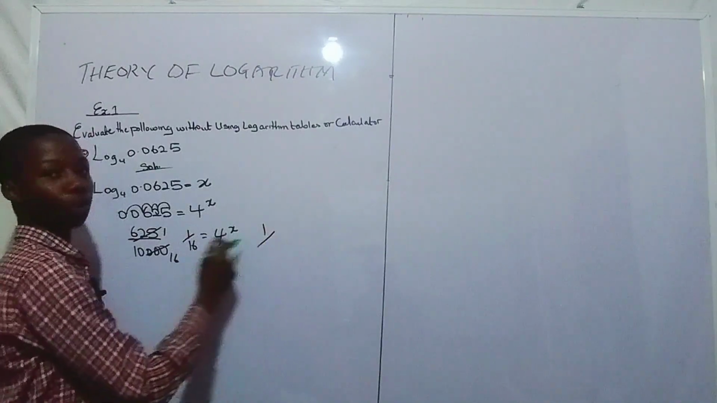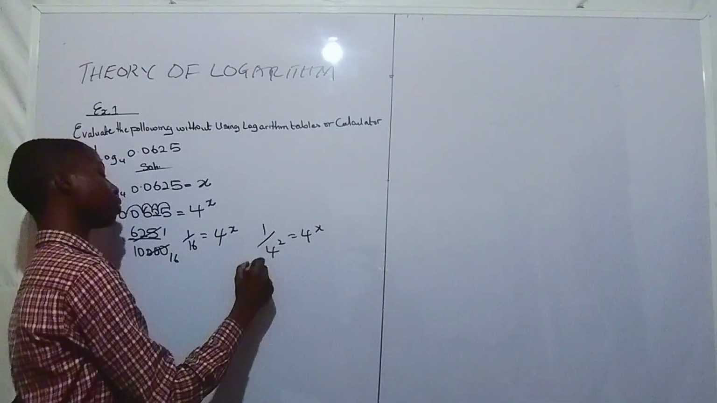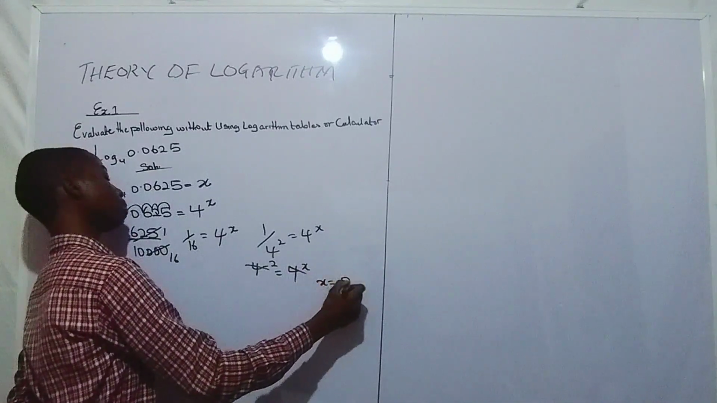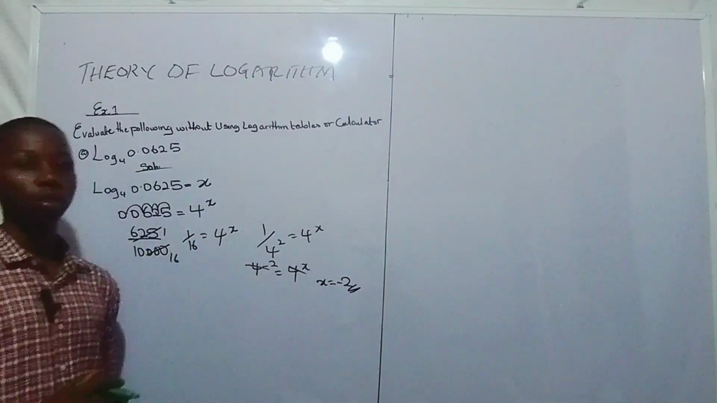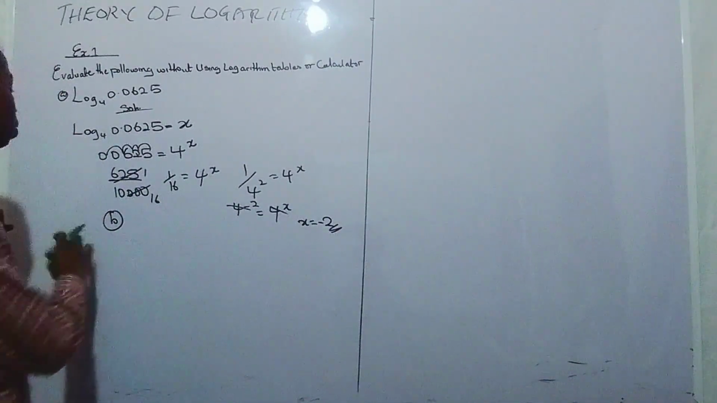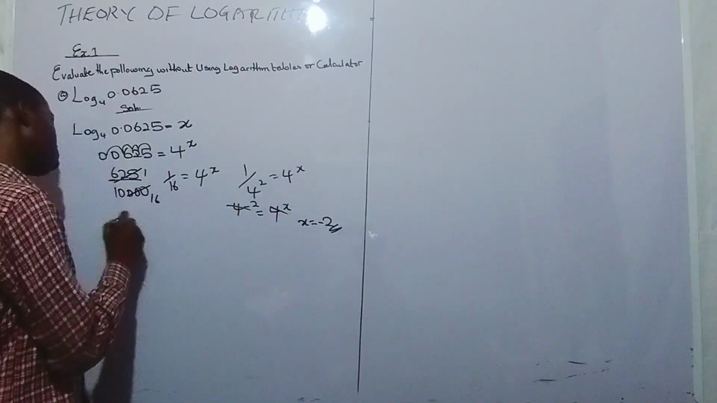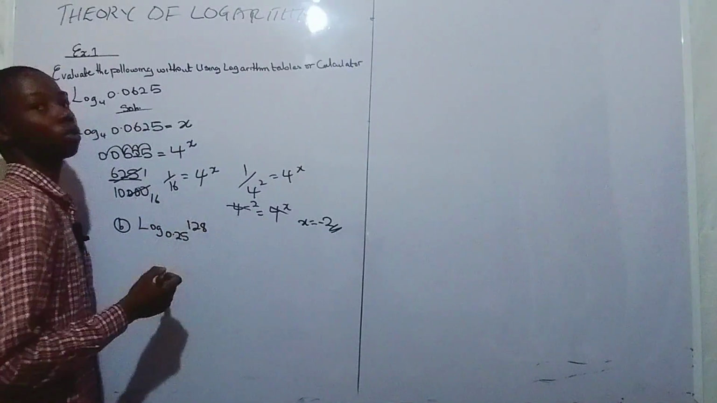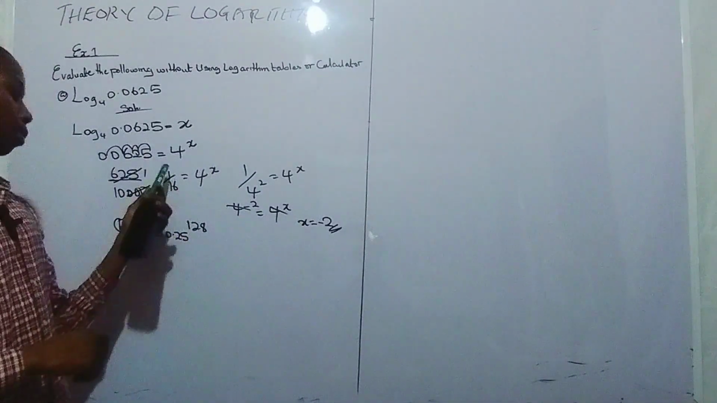Knowing that 16 is what? 4 raised to power 2. That's 1 over 4 raised to power 2 is equal to 4 raised to power x. 1 over 4 raised to power 2, that is 4 raised to power minus 2, is equal to 4 raised to power x. Cancel, cancel. x is equal to minus 2. So that is the final answer for that. Okay, moving to the next example, which is example 2. This is the first method of solving something like this.